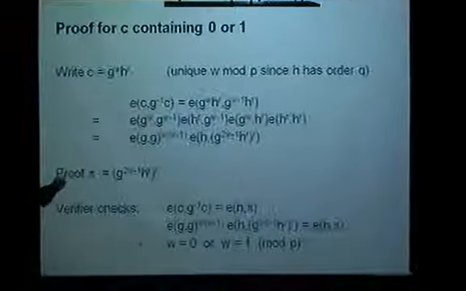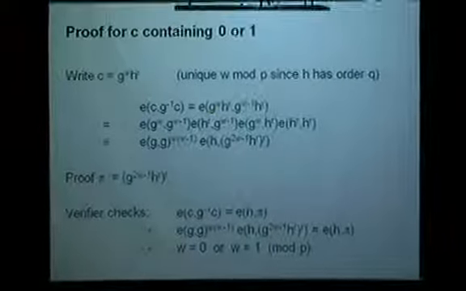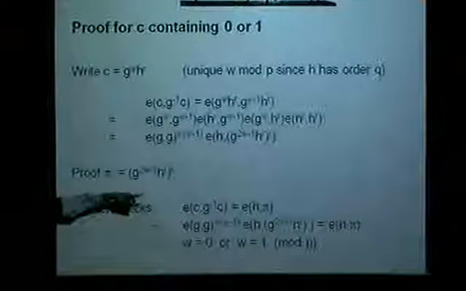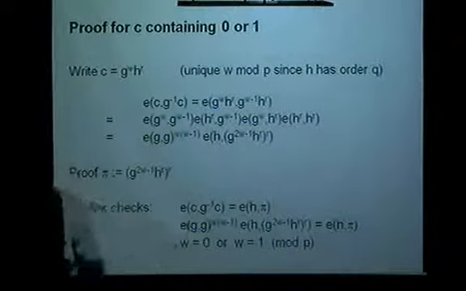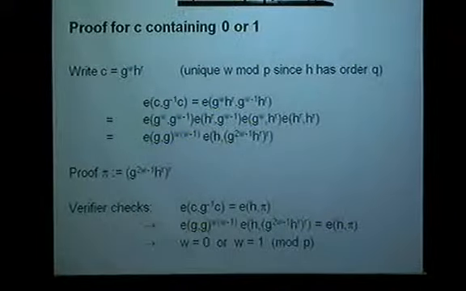So it's actually a very simple proof that a commitment contains 0 or 1, right? The proof just contains one group element. And the verification is very simple. You just pair h with pi and do this check here, and then you're convinced that the commitment contains 0 or 1. So that's the first part of the non-interactive zero-knowledge proof. Now we know how to prove that the commitments contain 0 or 1.